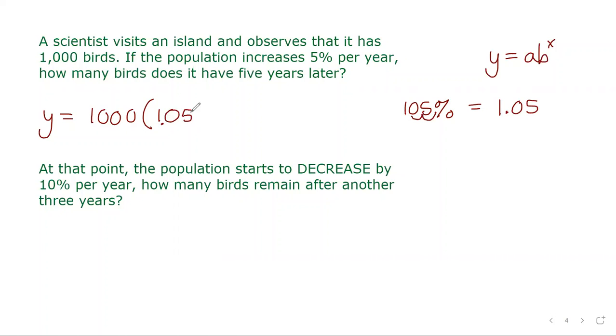That's our multiplier. That's our growth rate, however we want to look at it. And this is going to go on for 5 years. And just to save us a little math, this is what we'd end up with.